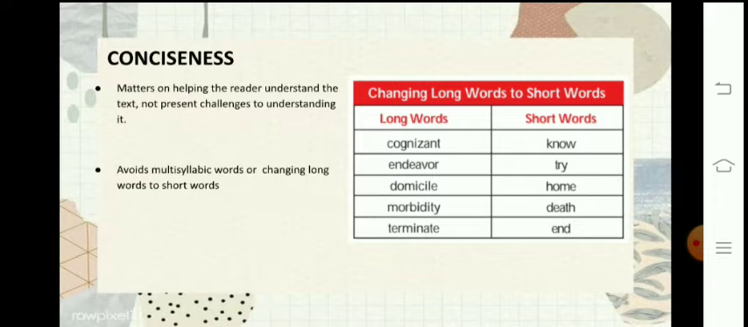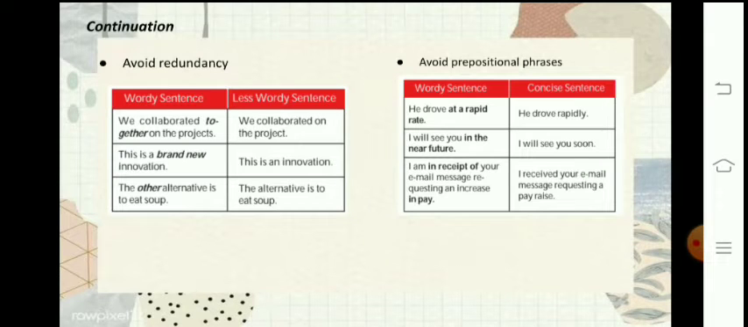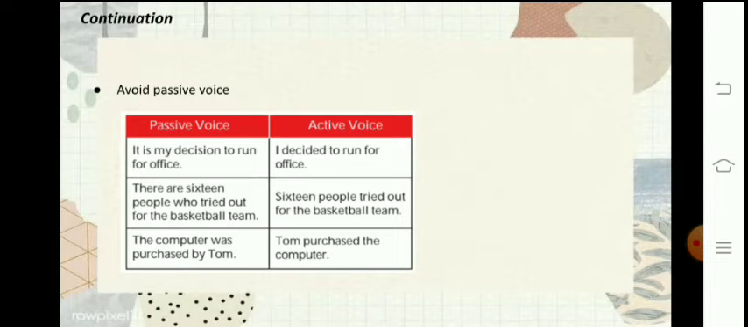The second trait, we have conciseness. It matters on helping the readers to understand the text, not present challenges to them. So first, it avoids multisyllabic words or changes words to short words. Then it avoids redundancy, avoids prepositional phrases, and also avoids passive voice.